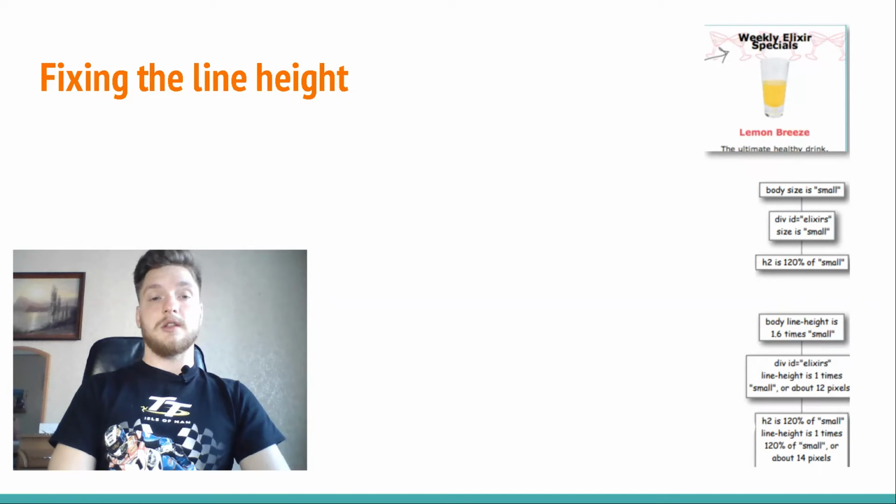Well, the line height property is a bit special because you can use just a number instead of a relative measure like em or a percent for it. When you use just the number 1, you're telling each element in the elixirs div to have a line height of 1 times its own font size, rather than the font size of the elixirs div. Give it a try. Set the line height of the elixirs div to 1 and you'll see that it fixed the headings.